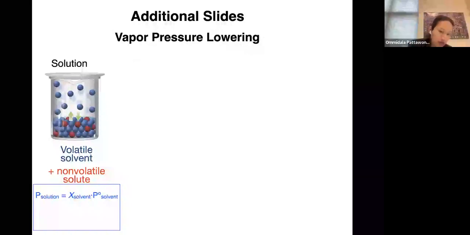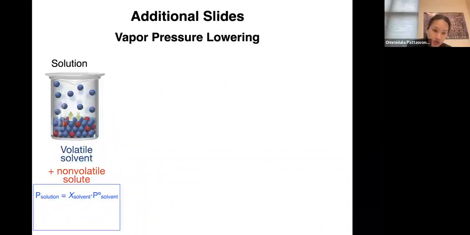Now, to summarize what we just learned, if you have a solution containing a non-volatile solute, you are going to be able to find out the partial pressure of the solution by using the mole fraction of the solvent multiplied by the partial pressure of the pure solvent. In other words, you can look at how many components can vaporize. In this scenario, there is only one component that can vaporize. So you can say that the partial pressure of the solution is going to equal the one component's partial pressure that contributes to the total pressure.